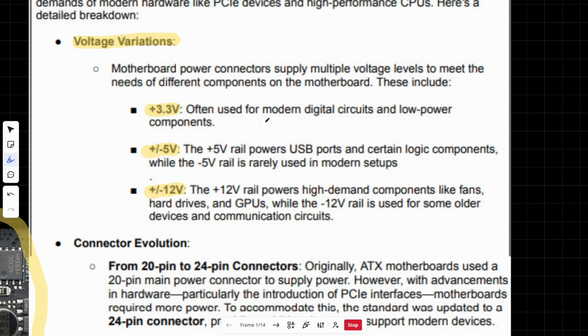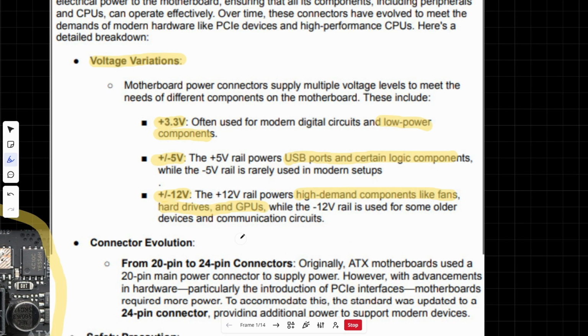So the 3.3 volt is generally used for obviously quite low power components. The 5 volt, you're looking at some USB ports and certain logic components, and the 12 volt powers those high demand components like your fans, hard drives, graphical processing units, etc. All right, so just understand those are the 3 voltages and roughly what they might power.